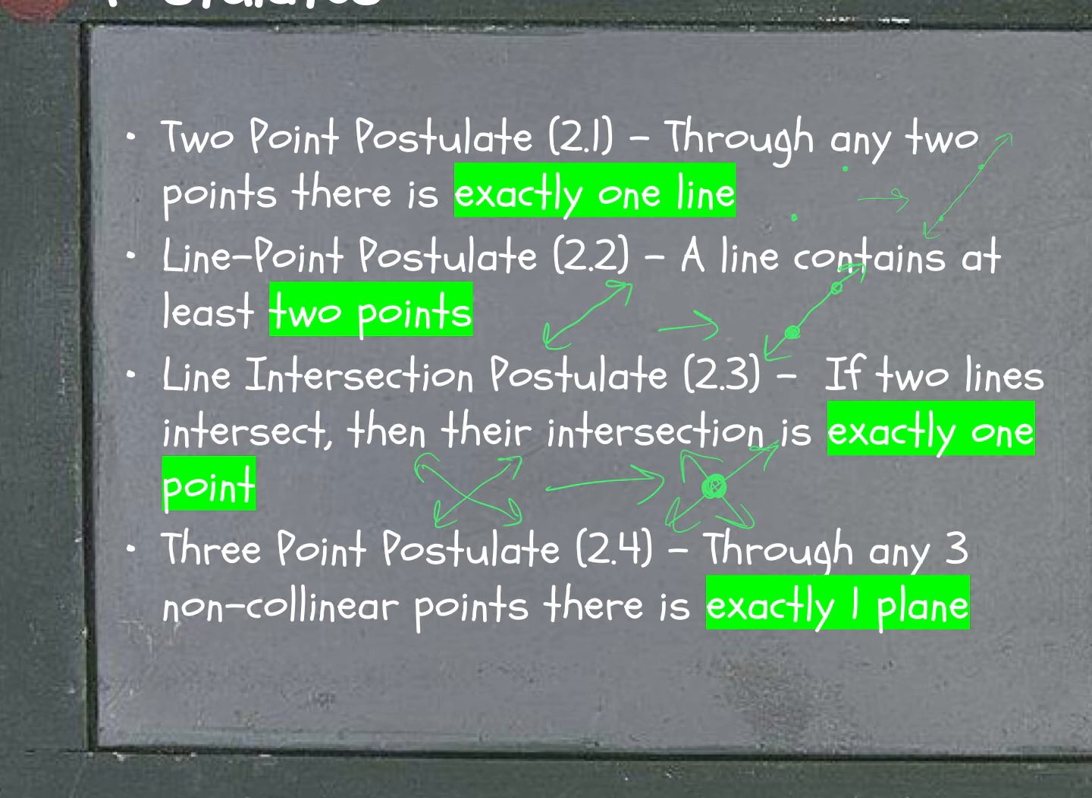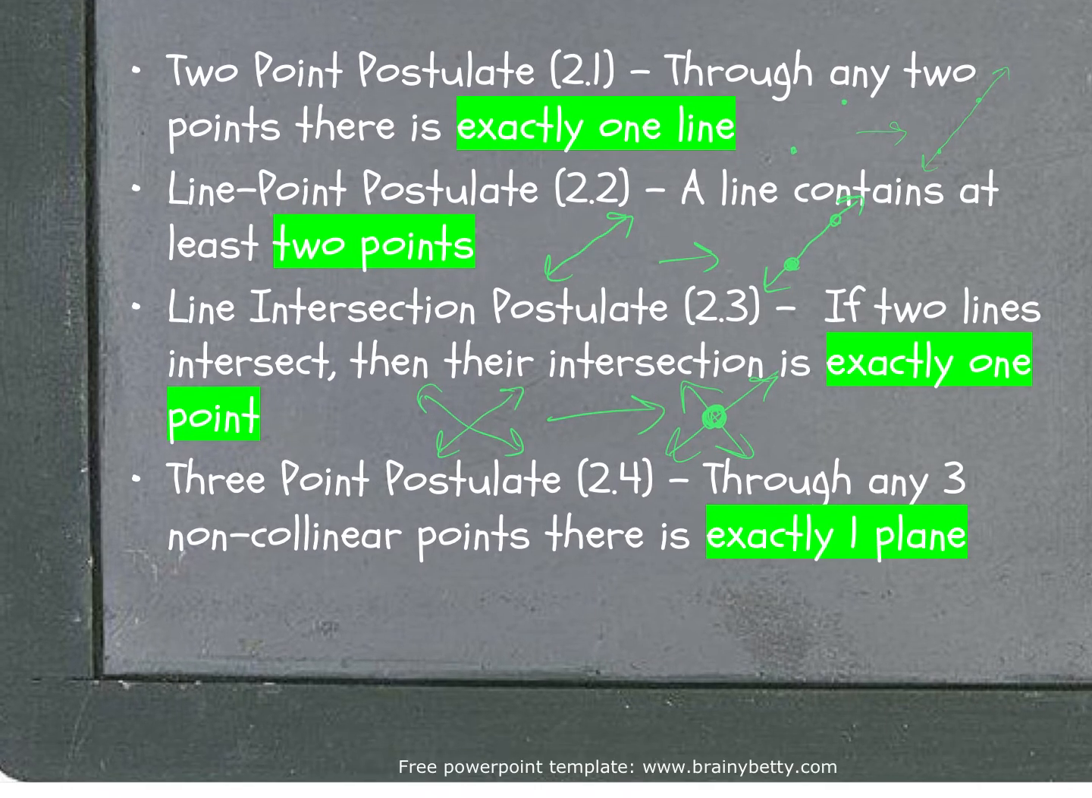Okay, 3-point postulate. Through any 3 non-collinear points, there is exactly 1 plane. What am I starting with? 3 points. Can my points look like this? No. Why not? Those are collinear. I could draw a line that goes through all 3. So I'm going to change one of the points and put it down here. Can a line go through all 3 of these points? No. Absolutely not. Then what are we inferring from that?